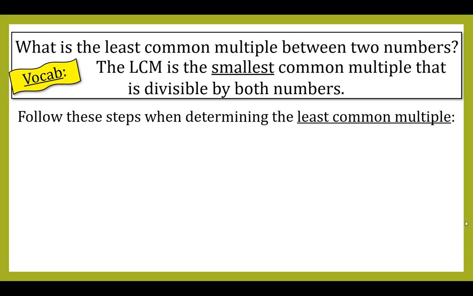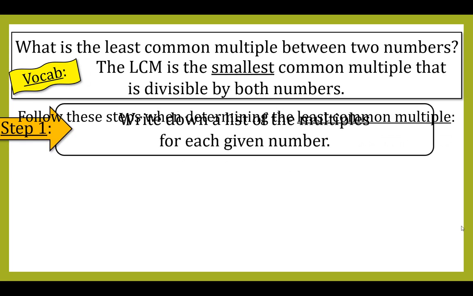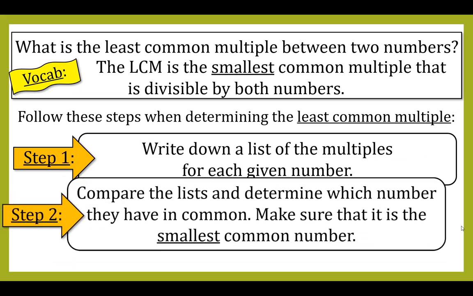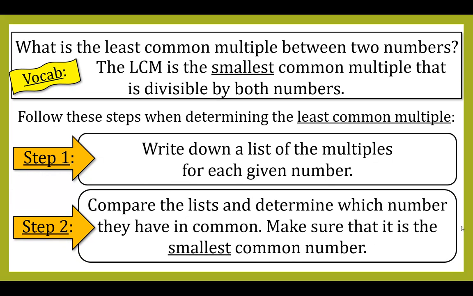Now let's look at some steps that we're going to follow when determining the least common multiple. Step 1, write down a list of the multiples for each given number. So again, we're going to be given two numbers. Sometimes you may be given more than two numbers, but for these examples, we're going to be given two numbers and we're going to write down a list of the multiples for each number that we are given. Step 2 is then to compare the list and determine which number they have in common. But we need to make sure that it is the smallest common number.